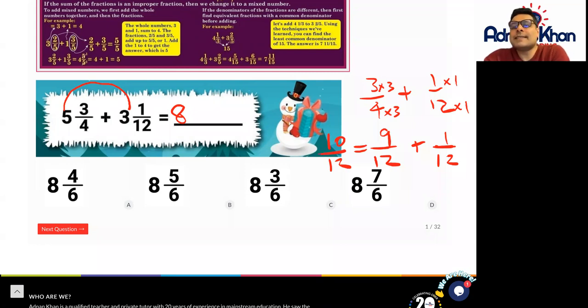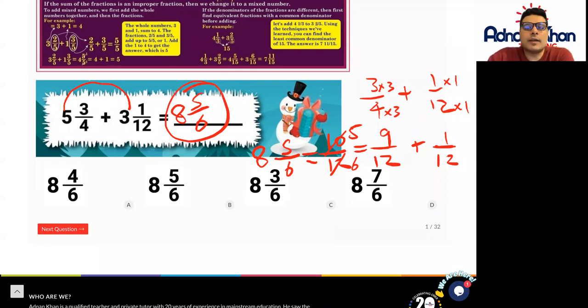But 10 over 12 could be simplified further. So which number can divide into 10 and 12? 2 goes into 10 5 times, and 2 goes into 12 6 times, which makes the answer 5 over 6. And don't forget to add the main number, 8, so 8 5 over 6 at the front. So this is one particular way that you can work this out.